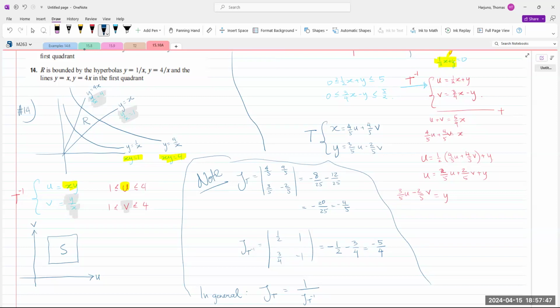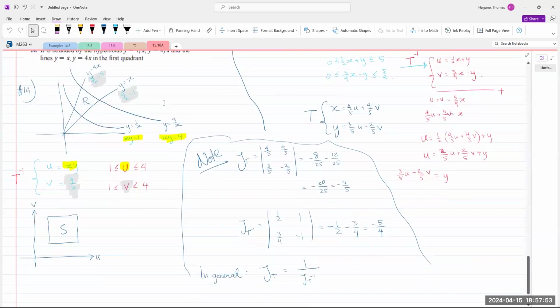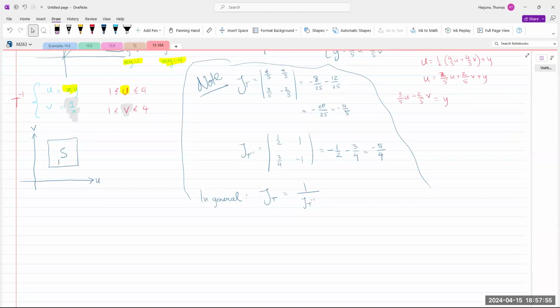Now, how do we find the transformation T instead of T inverse? Notice that u times v gives us y squared. So y will be the square root of uv. It's supposed to be negative square root of uv also, but because of the first quadrant, we only take the positive branch. Now u over v gives us x squared. So x will be the square root of u over v. That's the transformation T that we want.